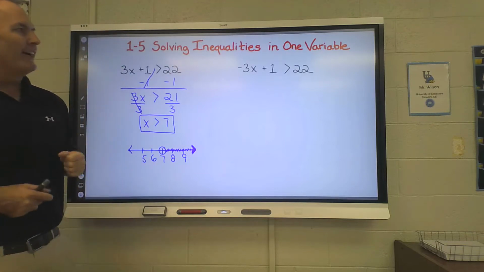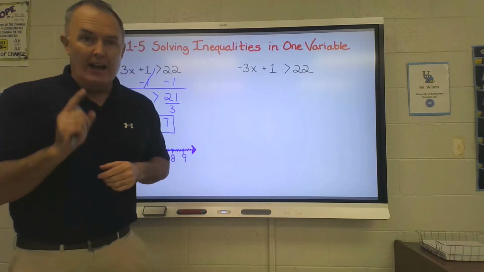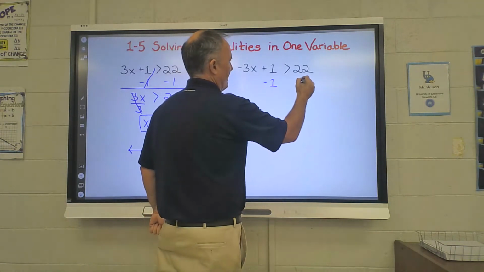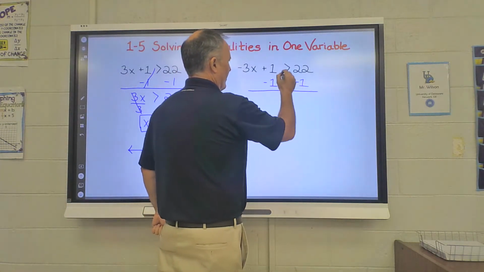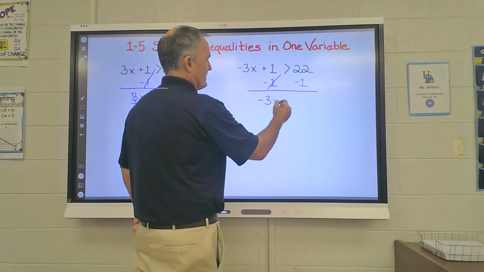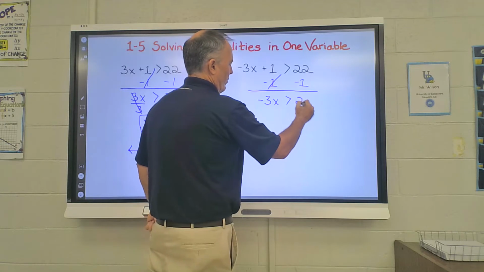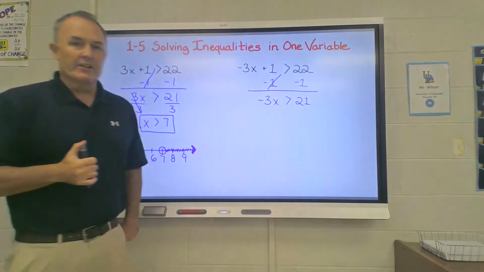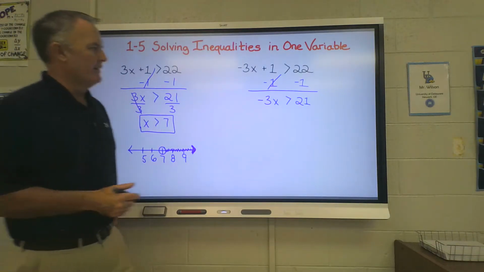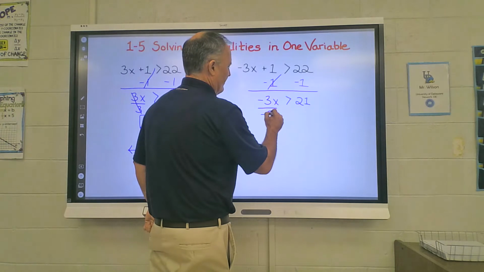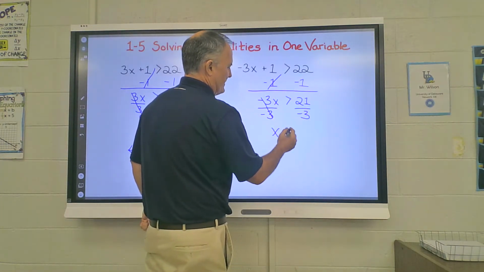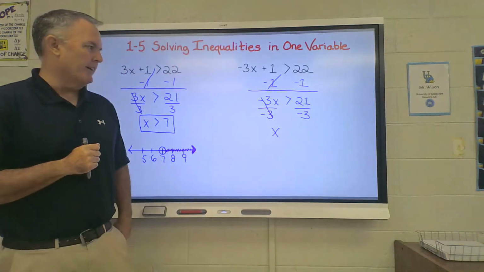All right, let's move over here. Here's where there's a subtle change, but an important one. So we're going to start off by solving it the same way. Let's get rid of the 1 first. All right, cancel that out. I get negative 3x greater than 21. All right, so far so good, no changes yet. However, now instead of dividing by a positive, I'm going to divide by a negative. Now I get x. Now, here's where the change takes place.